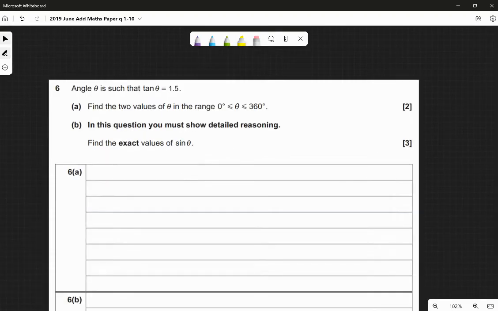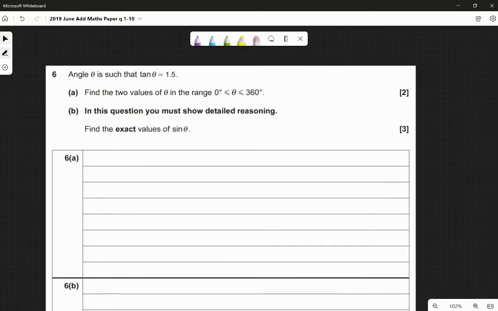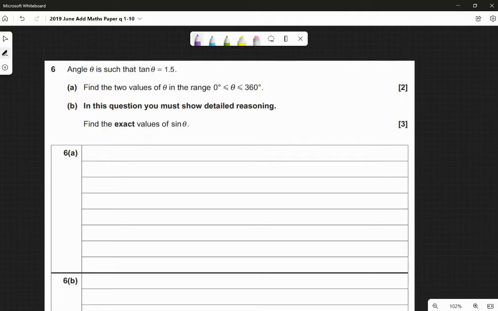Okay, let's have a look at question 6. So here is looking like a trigonometric question. So angle theta is such that tan of theta is 1.5. Find the two values of theta in the range 0 degrees to 360 degrees.